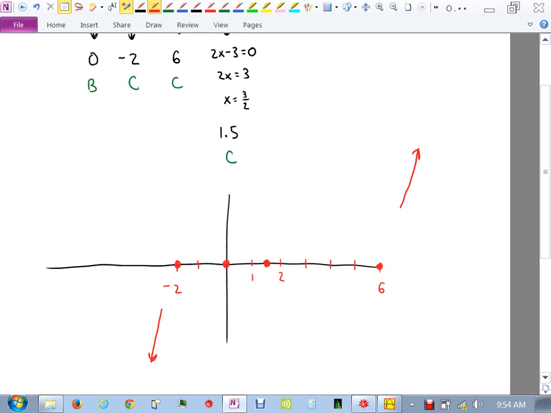At negative 2, what do we do? Cross, so I'm going to go ahead and cross through there. At 0, I'm going to come down and bounce, right? So I'm going to come down and bounce off like this. At 1.5, I'm going to cross through, and then I'm going to cross at 6, and then come up through and be done.